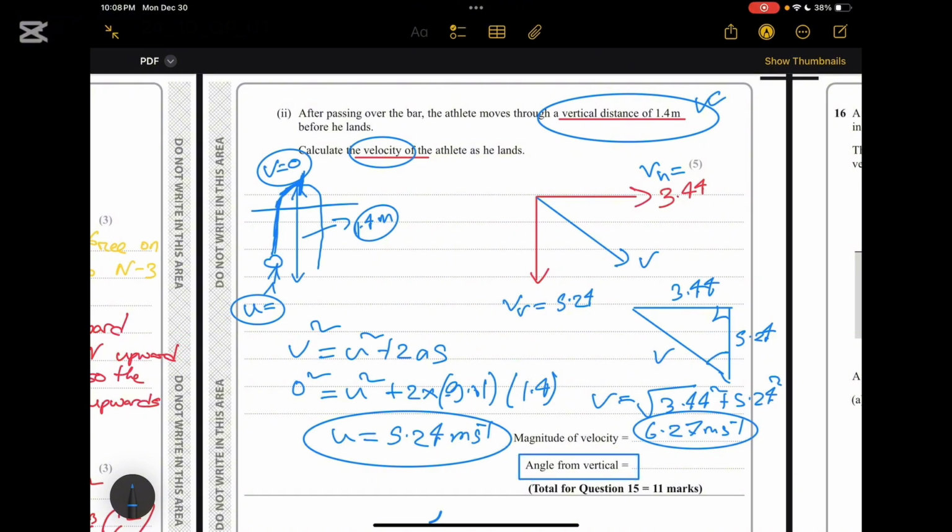So this is the angle which we have to find out, and we can easily find that out using tan theta. We know tan theta is equal to 3.44 divided by 5.24. So theta value is 33.3 degrees.